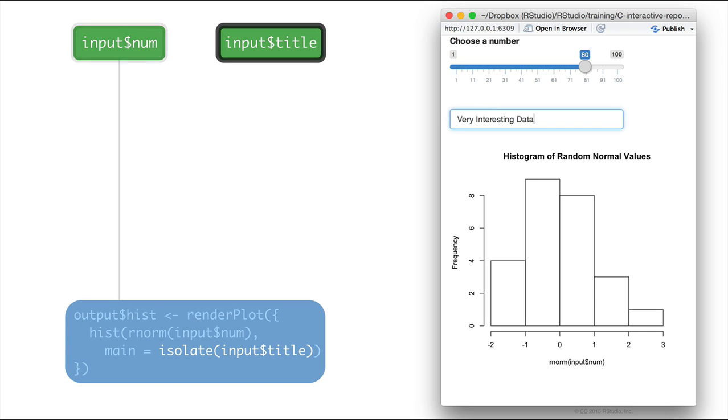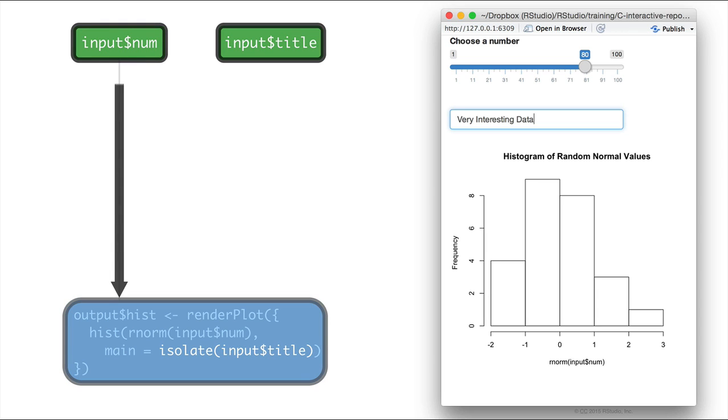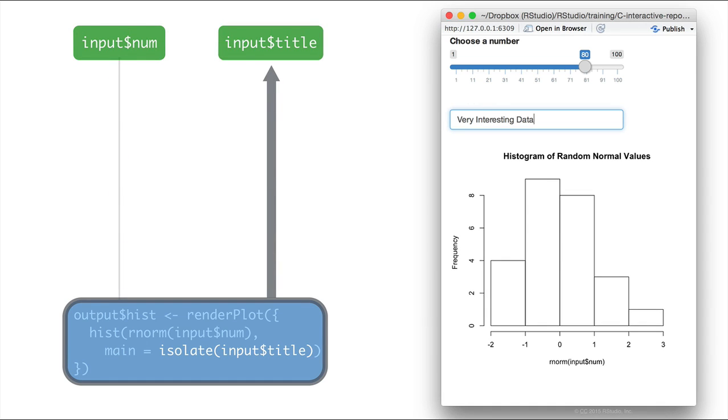If you change the slider, it's not isolated, so the output object will still depend on it. It notifies that object. And then the output object does its job. It reruns all the code there. First thing it looks up in the code is input$num, but then after it has that, it moves on and it looks up isolate(input$title).